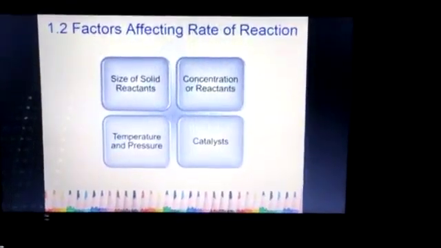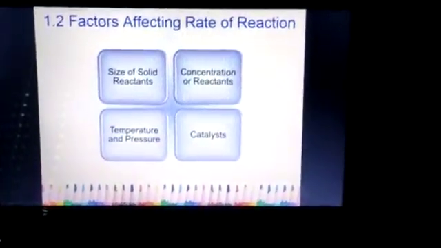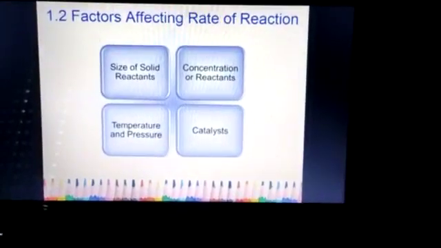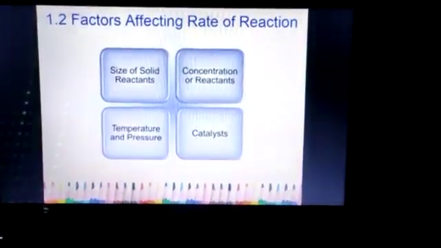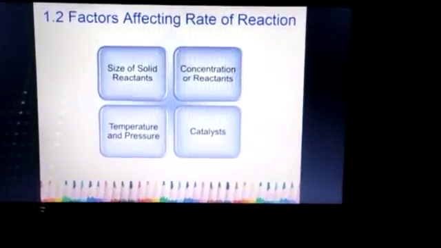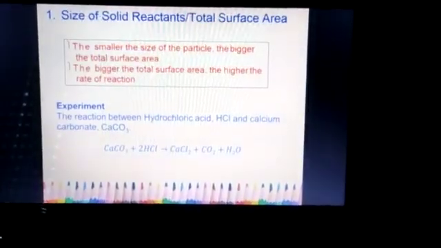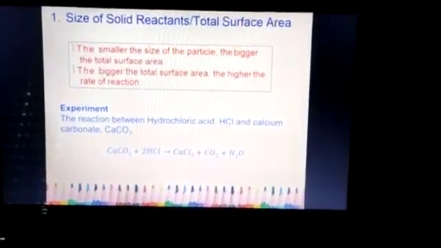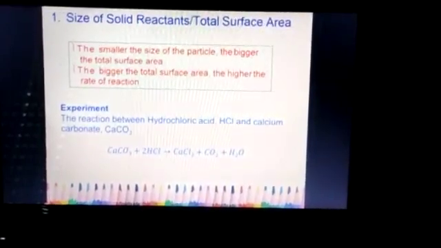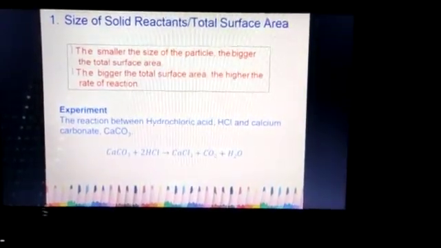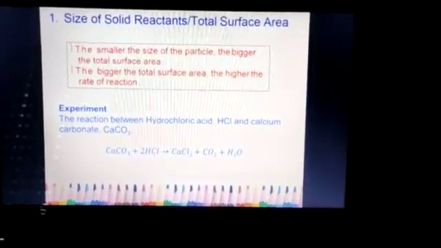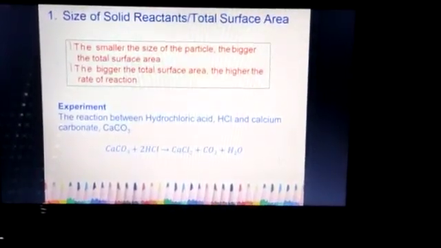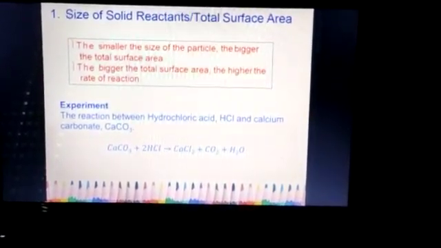Factors that affect the rate of reaction. As we mentioned in the previous lessons, we have size of the solid reactants, concentration, catalysts, and temperature and pressure. The smaller the size of the particle, the bigger the total surface area. The bigger the total surface area, the higher the rate of the reaction.